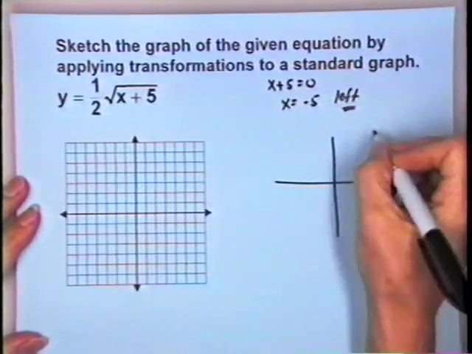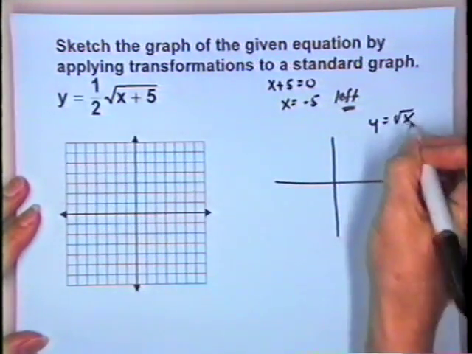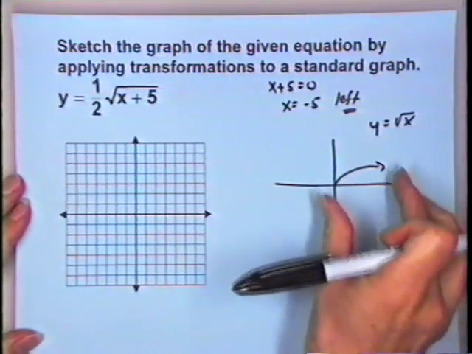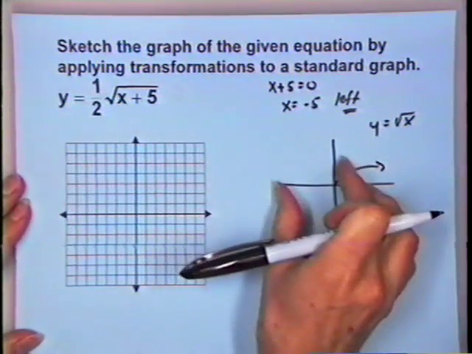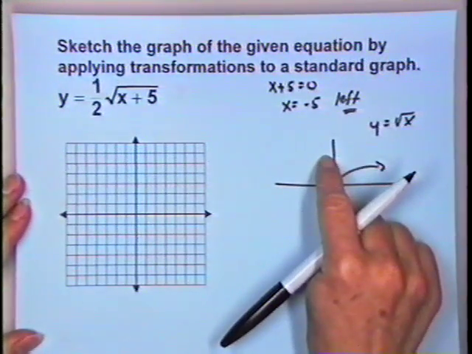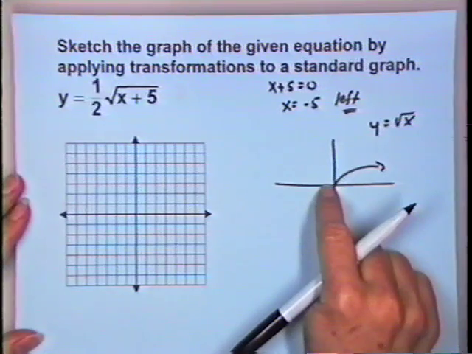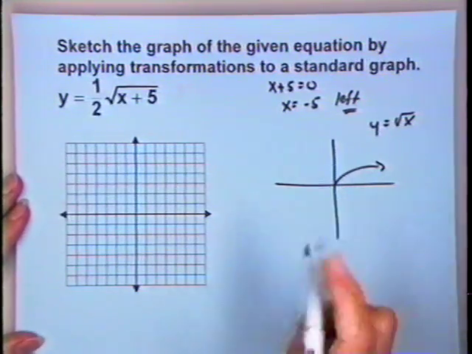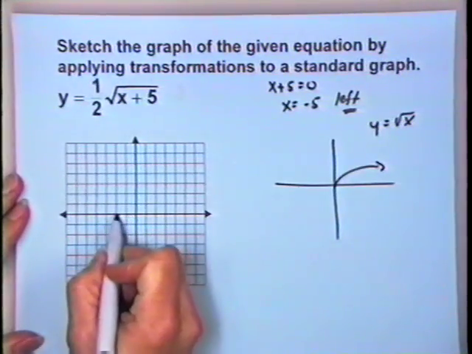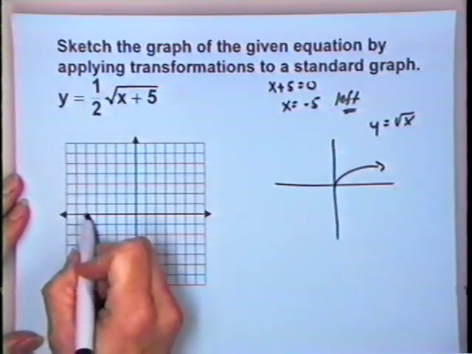Now, let's do our mental picture for y equals square root x. Y equals square root x looks like that, doesn't it? What are we going to do to this graph? We're going to shift it left, so it'll be opening up over here somewhere, and then it will be compressed a little bit. Now, let's get our shift first of all. What used to happen at 0 now happens over here at -5. 1, 2, 3, 4, -5.